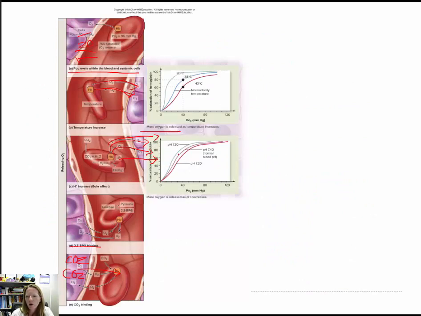Don't worry so much about the shifts. The book talks about, oh, it causes a shift to the left. Hey, it causes a shift to the right. Don't worry about that.